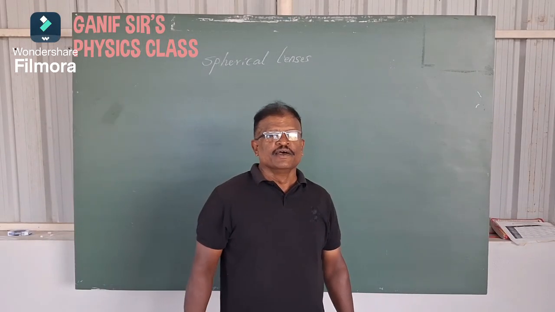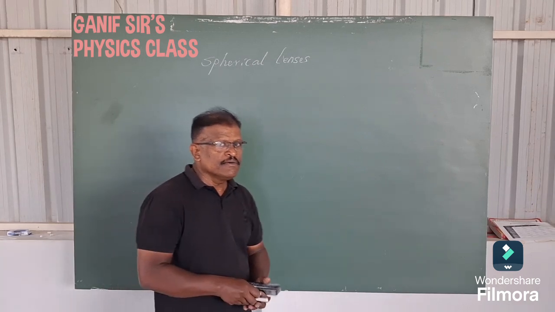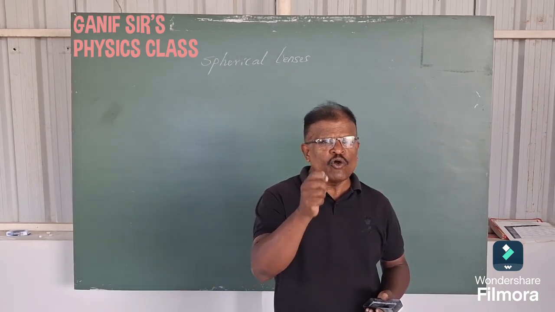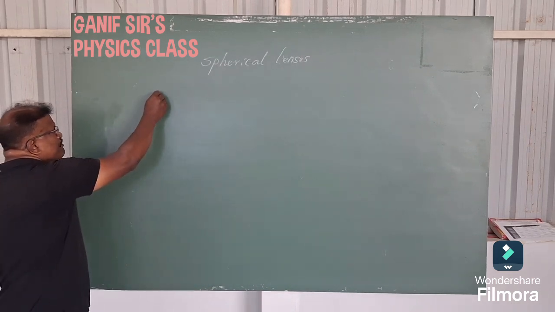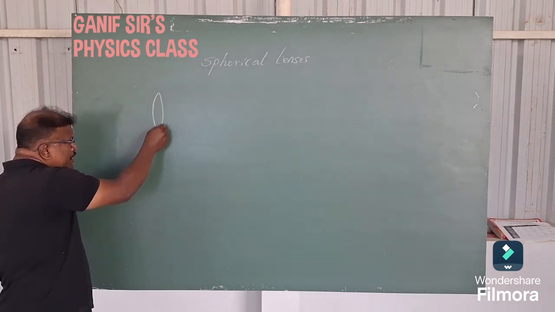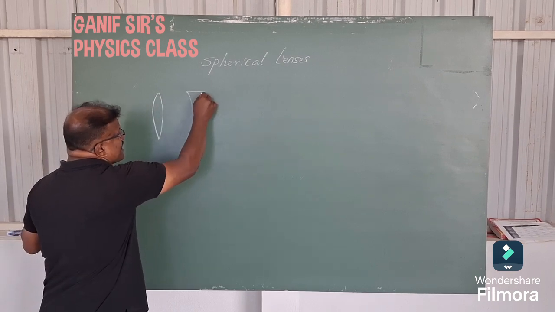Hi students, we are going to discuss the spherical lenses. Now let us define what a lens is. A lens is an optical medium bounded by at least one curved surface.